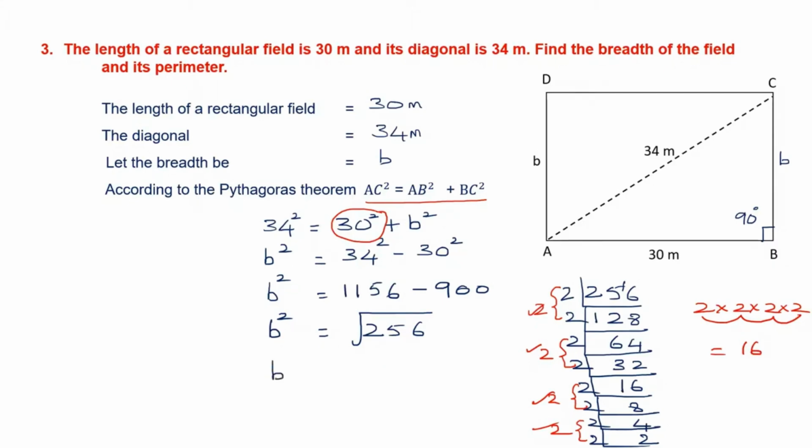So B is equal to 16. Once again, let me just go through this. B squared, we found 1156 minus 900. So B will be equal to the square root of that answer, that is 256. So we found B to be 16, and B is the breadth of the field. So the breadth of the field is 16 meters. This is the answer to the first part of the question.